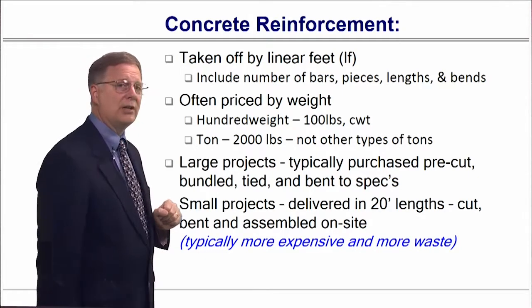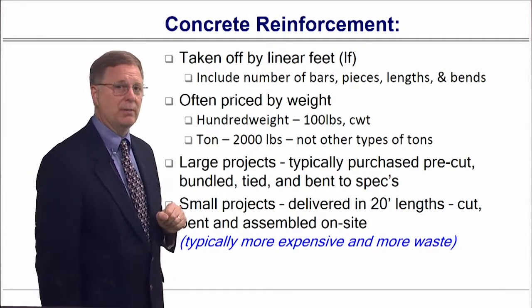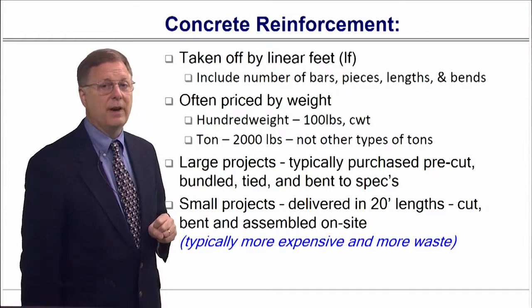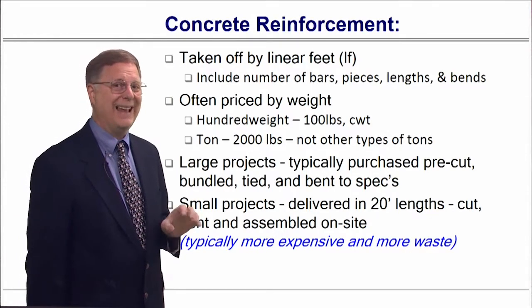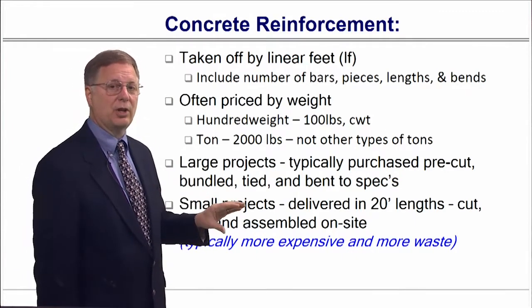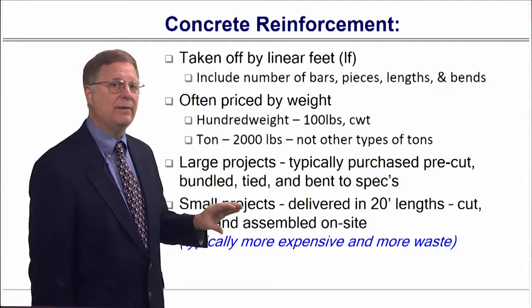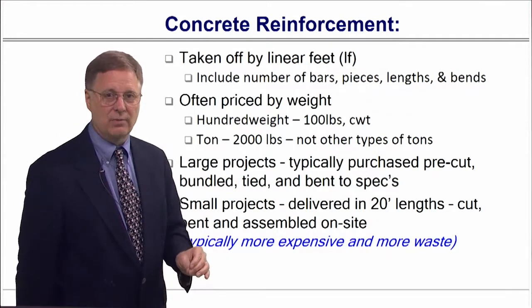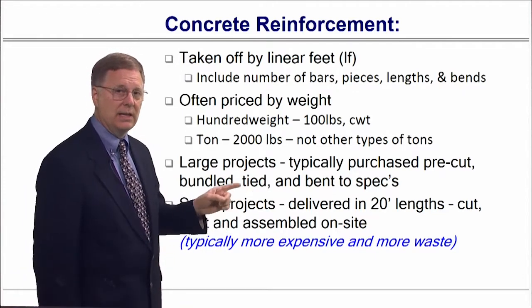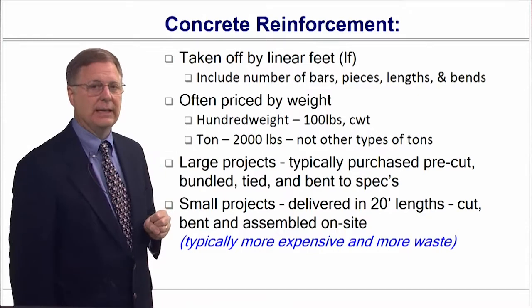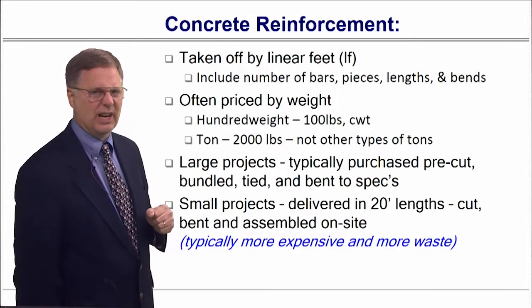For larger projects, it's typically pre-purchased, cut, bundled and tied, and sent to you by specs. For very small projects, you might be doing some hand bending on the site, and that's typically more expensive. It also causes more waste. And if you're in the RS Means, you're probably going to look for that additive line item for adjusting these prices, because RS Means will typically presume that you're going to get the more economical version.